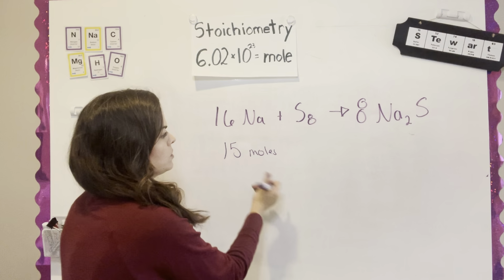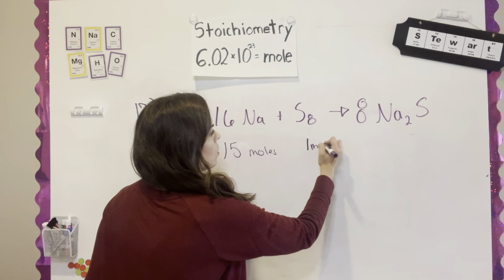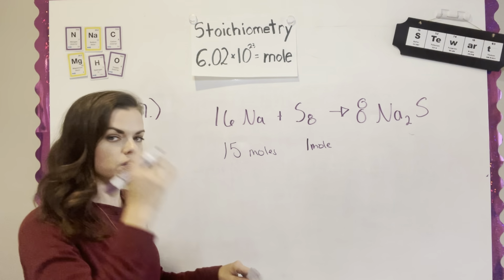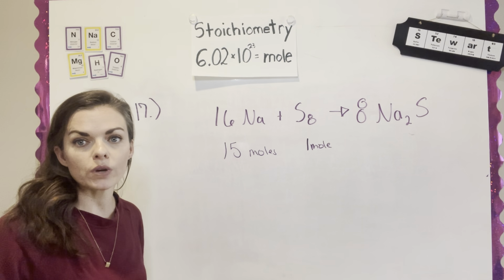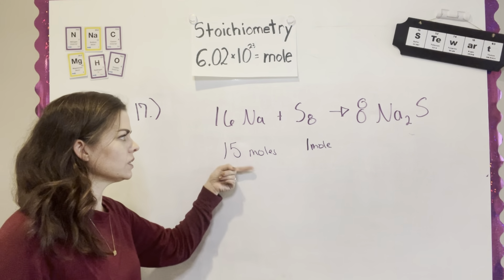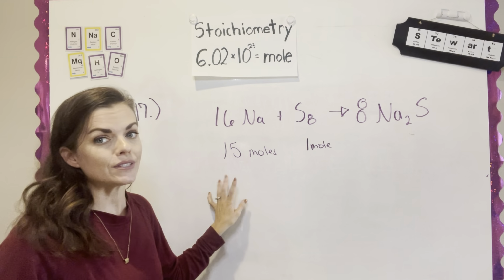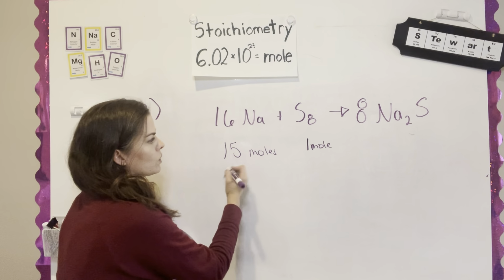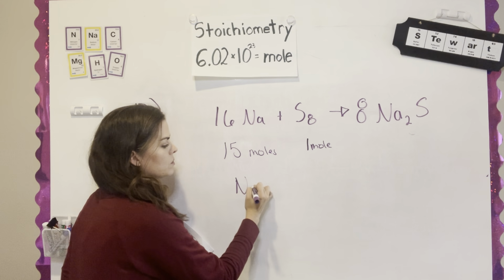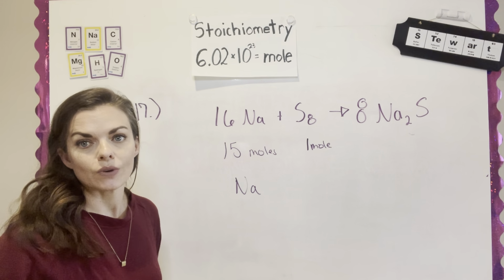It says I'm adding 15 moles of sodium to 1 mole of S8. And the question is wanting to know what is the limiting reactant? Well, I know technically it reacts in a 16:1 ratio. I don't quite have 16, so the one that is going to run out first is going to be sodium. So sodium is going to be the limiting reactant.